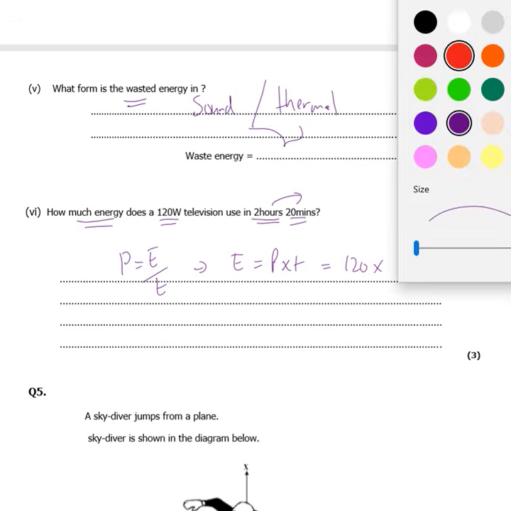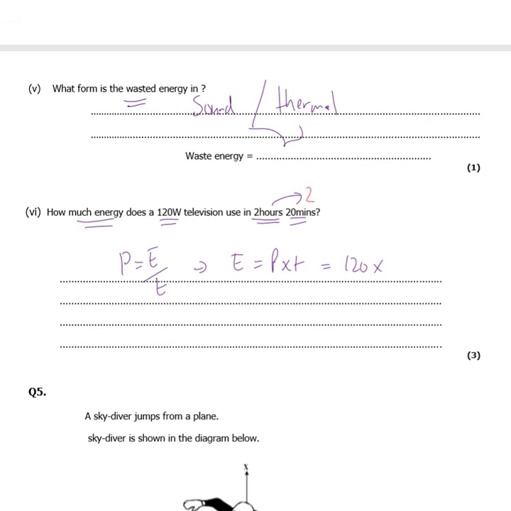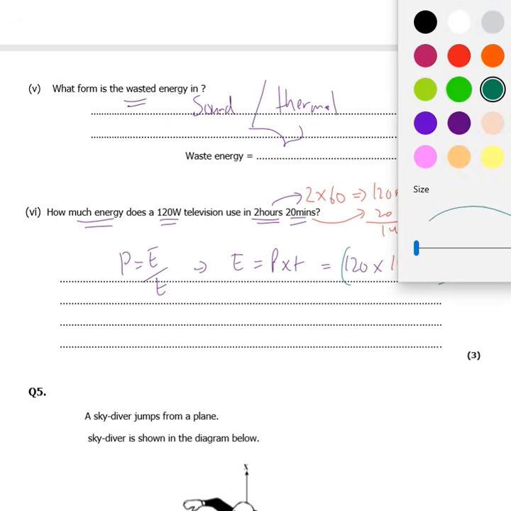How much is 2 hours in seconds? So let's do minutes times 60. So this gives me 120 minutes plus the 20. So this gives me 140 minutes. I need to convert this again. This is minutes, so I need to times by 60 to get seconds, because time is always in seconds.